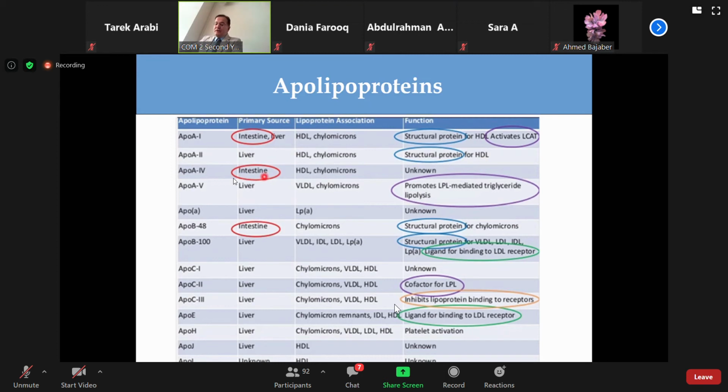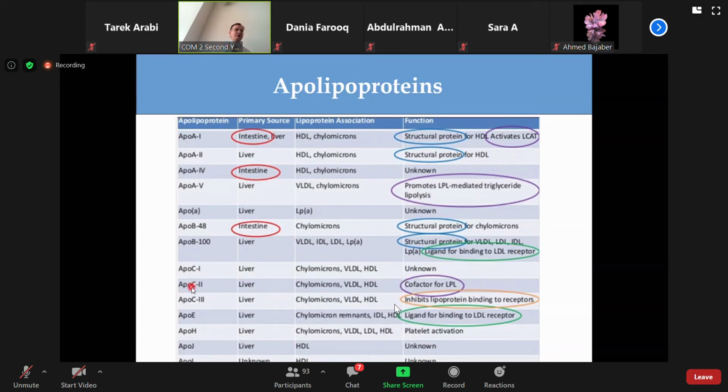And if you look into the ApoB48 and ApoB100, we said these are where? VLDL and LDL. Mostly the ApoB100, structure protein for VLDL, LDL, IDL. From the name, you could tell where it's located. And I need you to know the ApoB48 and the ApoB100. We're going to look into the phenotypes of lipoproteinemias, and you'll see that these would come back.